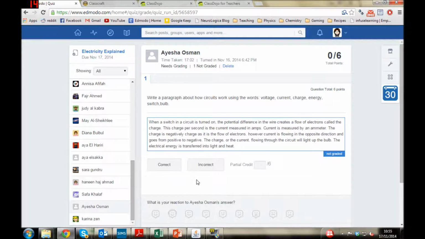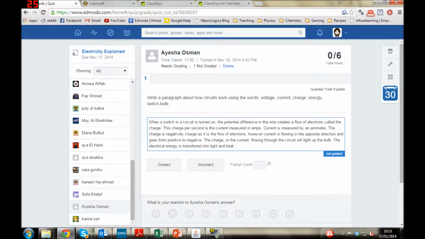Aisha: When a switch in a circuit is turned on, the potential difference in the wire creates a flow of electrons called the charge. Okay. The flow of electrons is called the current. I kind of like this. A potential difference in the wire makes the electrons flow. Yeah, I like that. There is a potential difference across the whole wire. So that's cool. This charge per second is the current measured in amps.